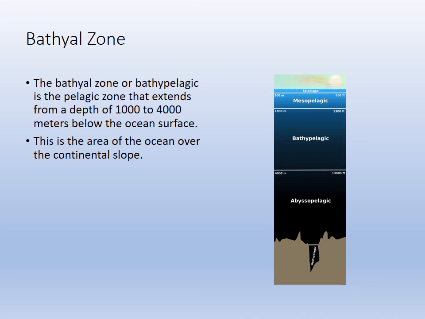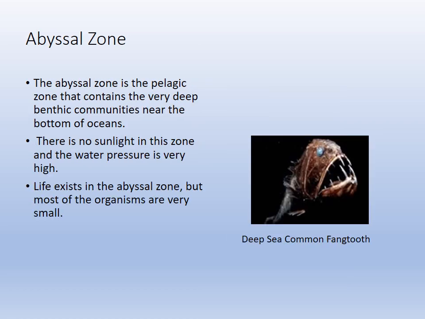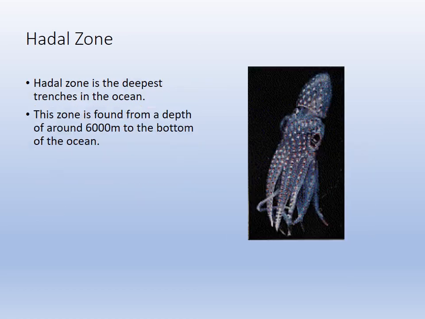The bathyal zone, the bathypelagic, that's the bottom. A bathymetric map is a bottom map. That's as deep as it gets. Bathyal is down that slope, and abyss is the ocean floor. Hadal is in a trench. So that's as deep as it gets, literally.